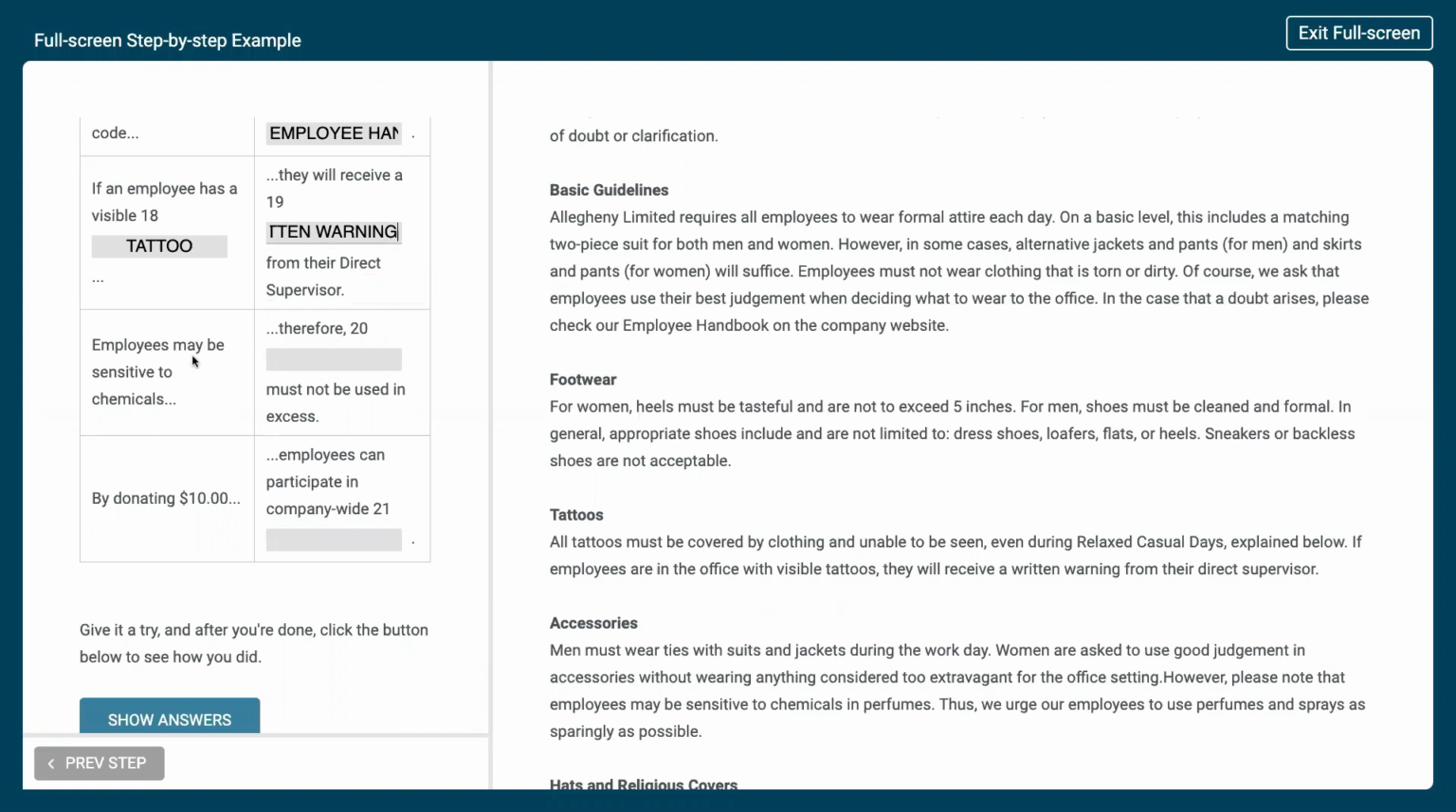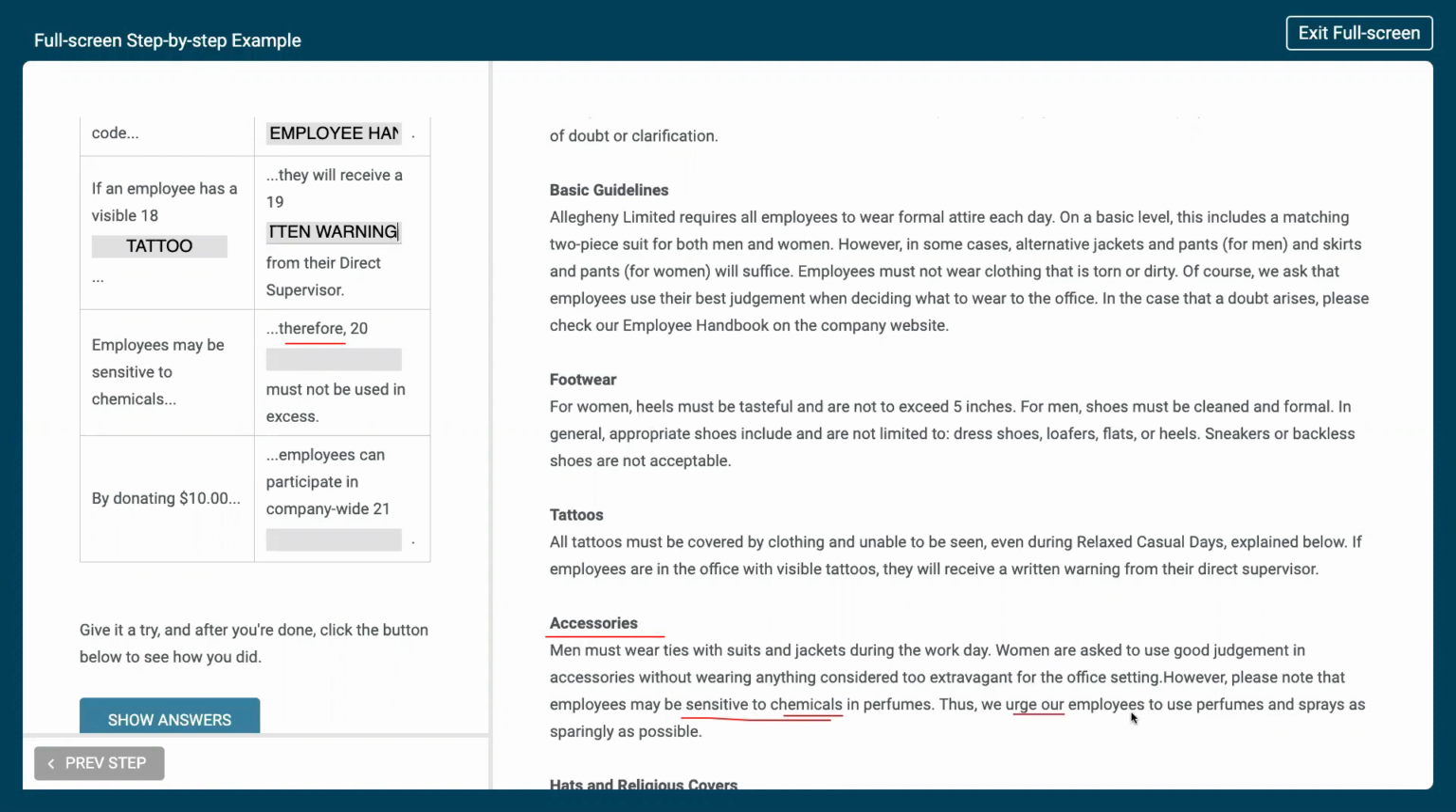Let's see what else we have. Number 20, sensitive to chemicals and something about excess. Nothing in footwear here. If I see accessories, I do see chemicals right away, and I see sensitive, so sensitive to chemicals. Okay, employees may be sensitive to chemicals. Therefore, we have to look for the effect.